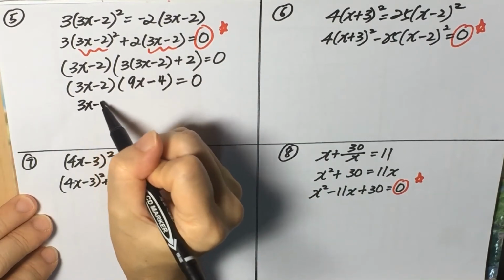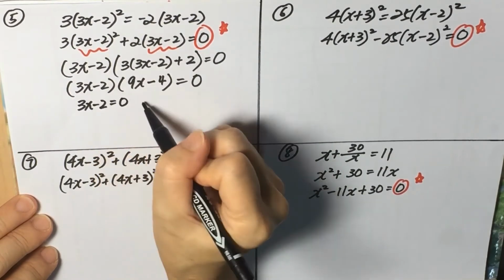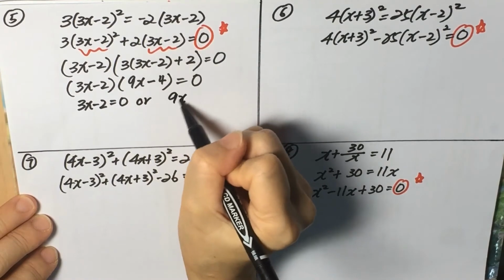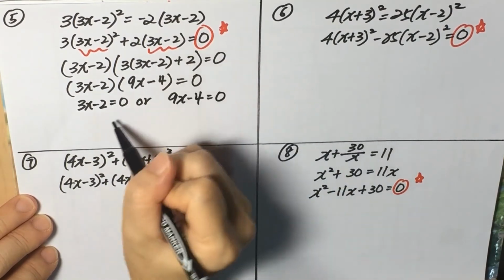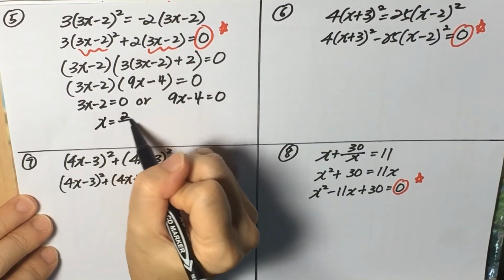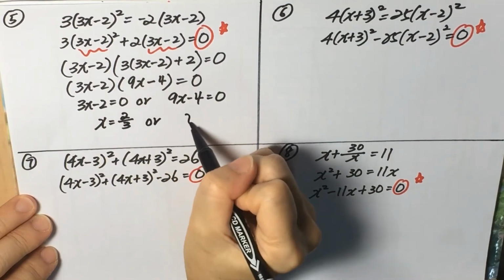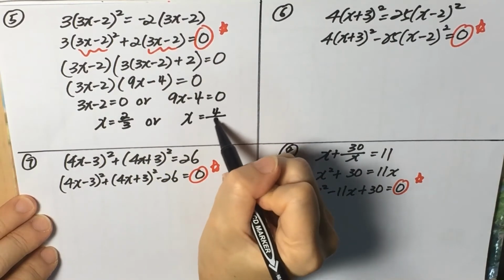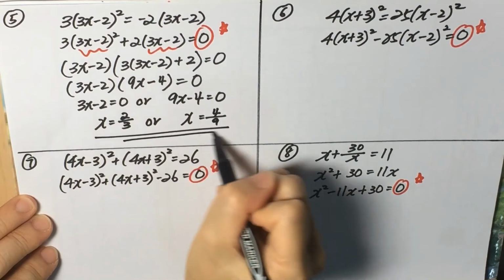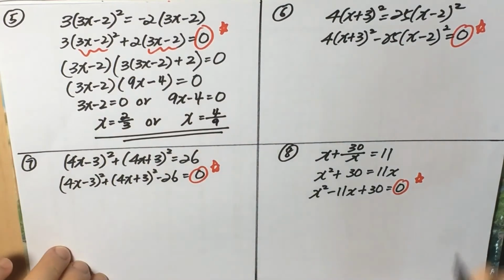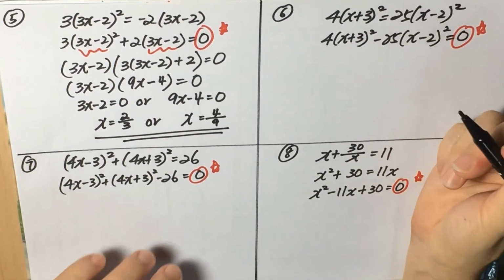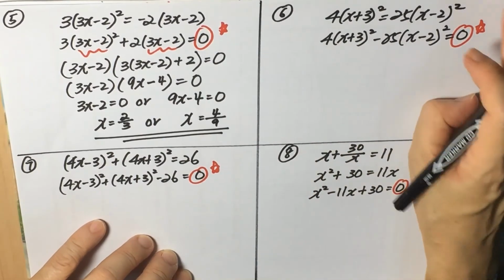Using the factor law, either the first factor is 0 or the second factor is 0. So x is either 2/3 or x is equal to 4 over 9. So this is question 5. Okay, question 6 is difficult.